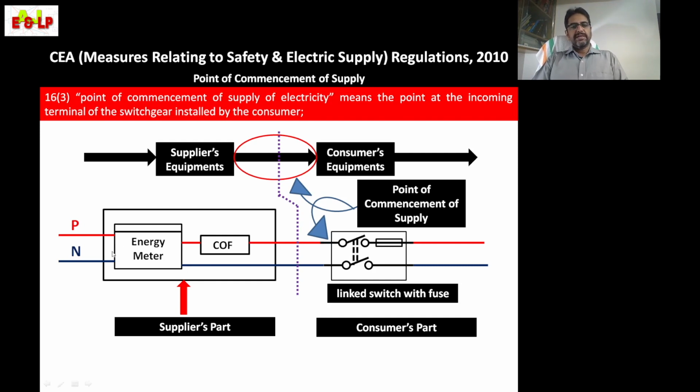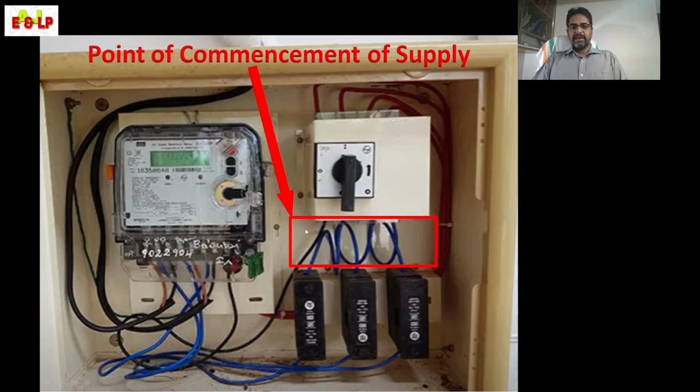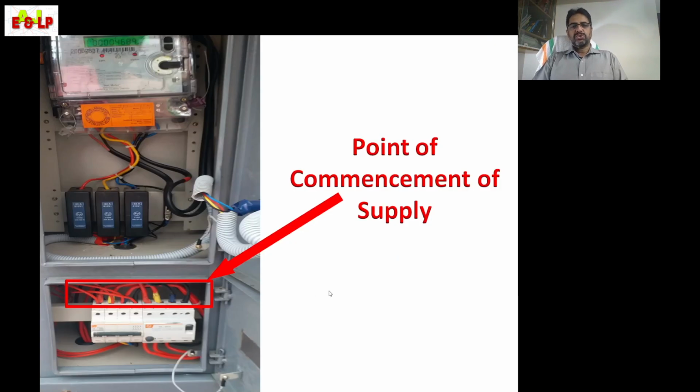To the supplier side, an energy meter is shown and cutout fuse, and to the other side a main switch, linked switch fuse. And here the point of commencement of supply is the point at the incoming terminal of the consumer switchgear. And see here the highlighted portion is carrying the point of commencement of supply, and the exact point is at the incoming terminal of the consumer part. And here also the highlighted portion is carrying the point of commencement of supply.